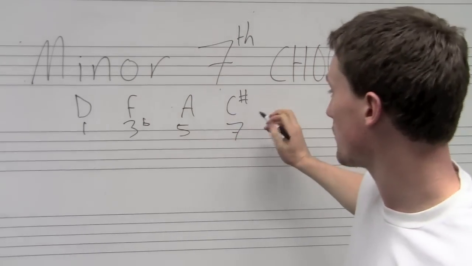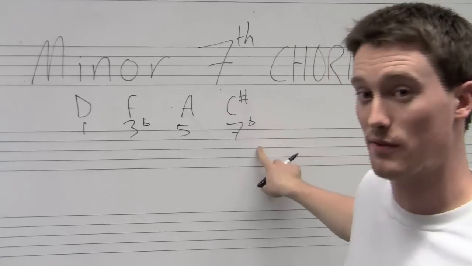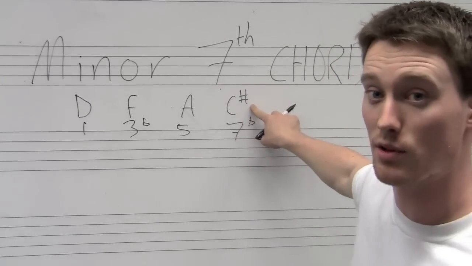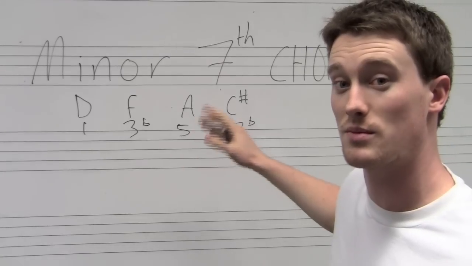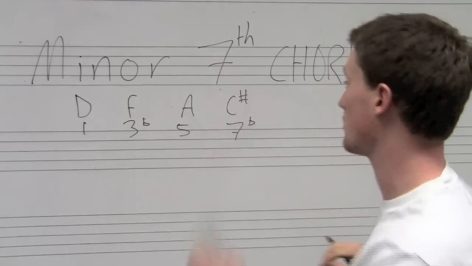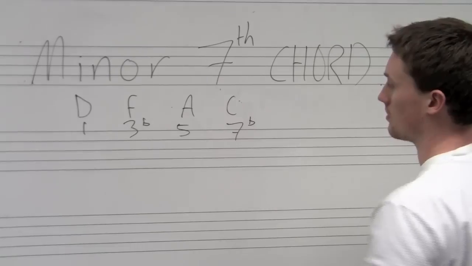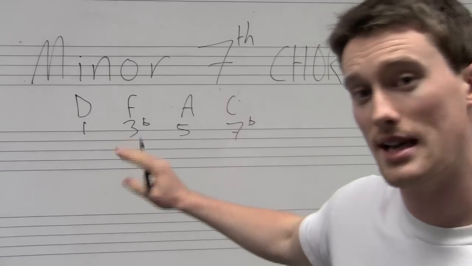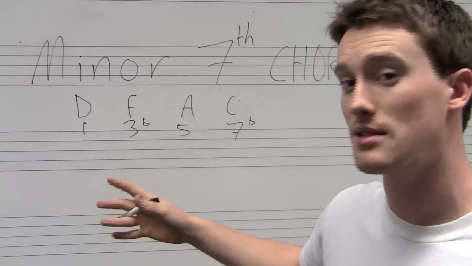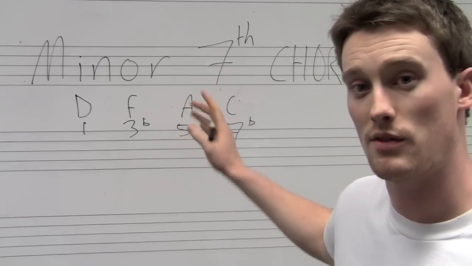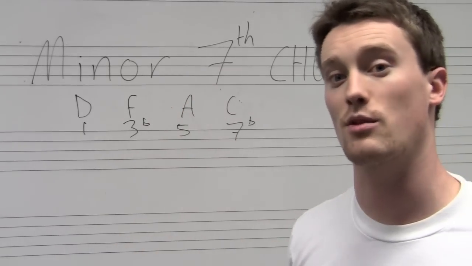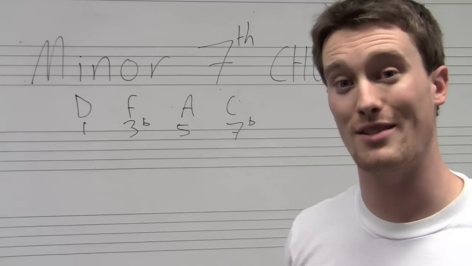And then instead of a normal 7, it's going to be a flat 7, so the C sharp goes down to C. So it just goes from C sharp down a fret or a semitone. And that's it. Exactly the same. You can draw that up vertically, it doesn't matter. 1, flat 3, 5, flat 7. That's how you work out a minor 7th chord. Great, well done.